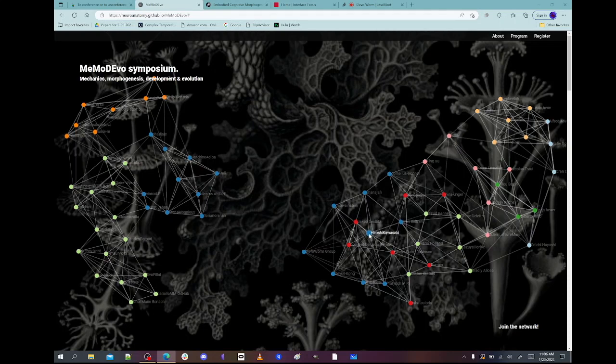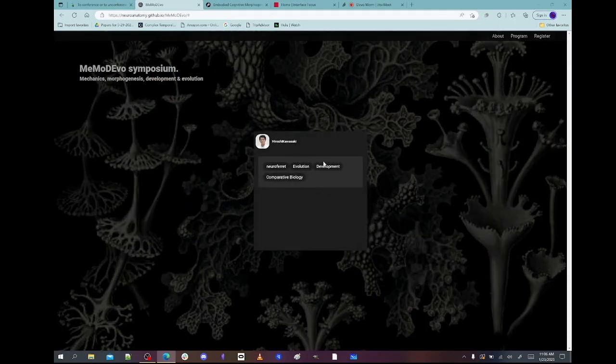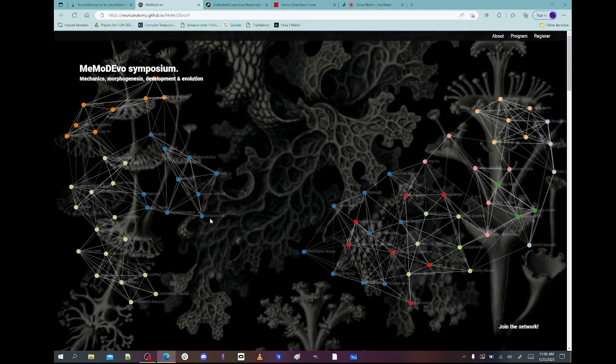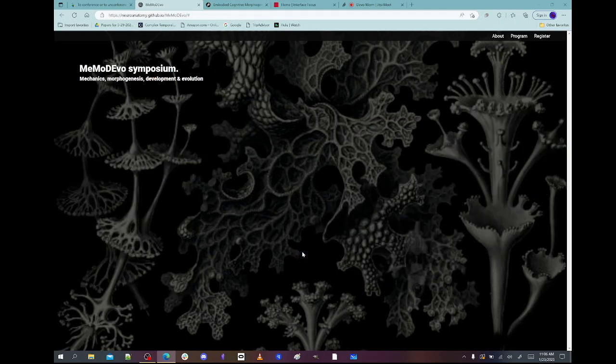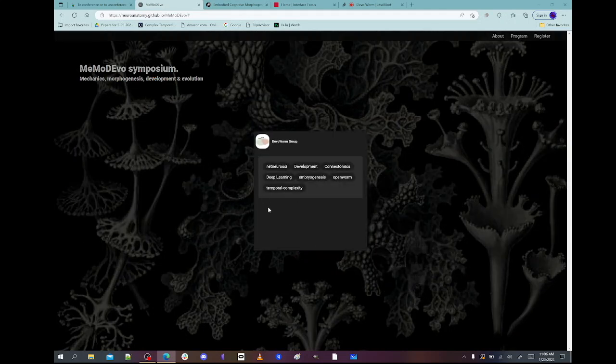So the attendees have different interests. And if you zoom in on one of these nodes, you see that they have different interest areas denoted by the tags. And so you can see that there's this bipartite network here of different attendees and their interests. So I'm trying to find DevoWorm. I don't see it right here, but we're kind of in the middle of the two groups. Oh, here we are, DevoWorm group. So this was registered as DevoWorm group.